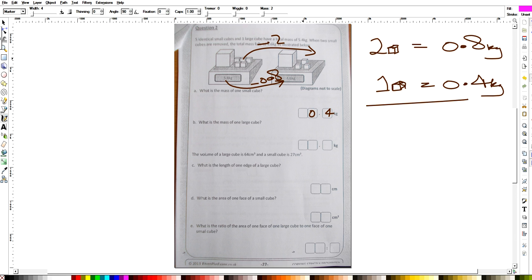Now, we know that these 3 will weigh 0.4 each, yes? Okay. So let's change color here. So we got 3 lots of 0.4. What's 3 lots of 0.4?